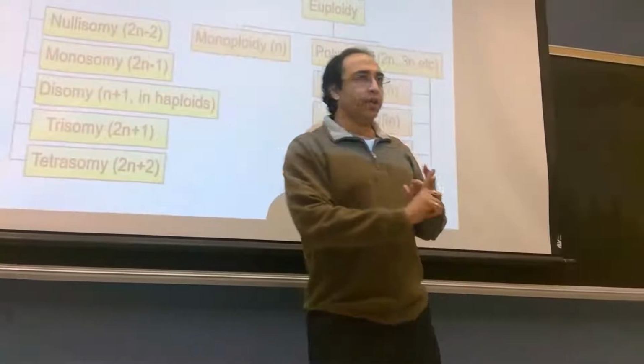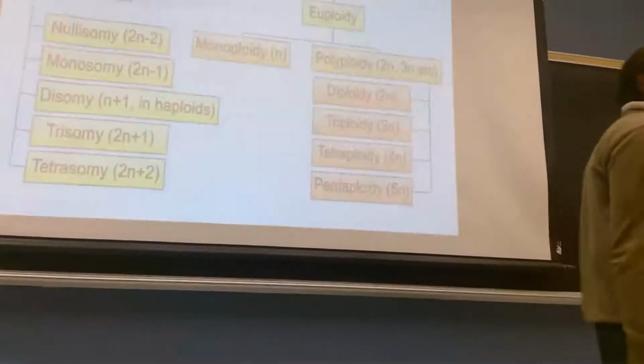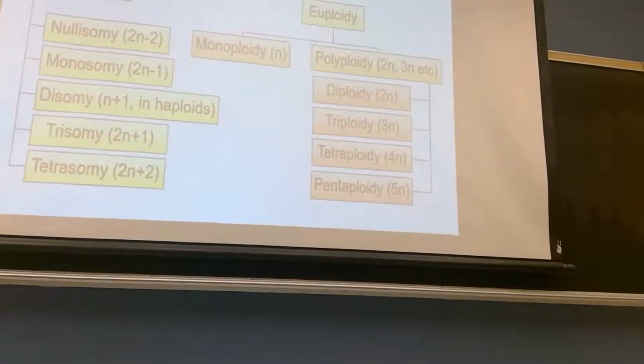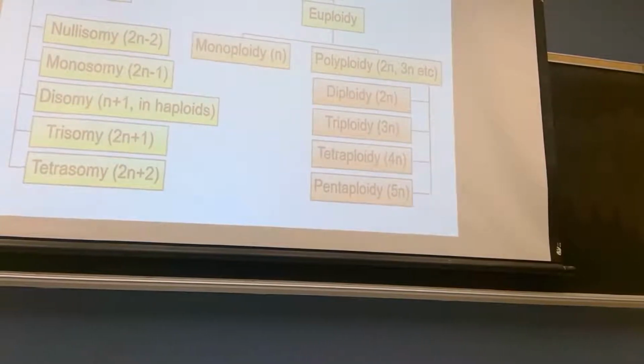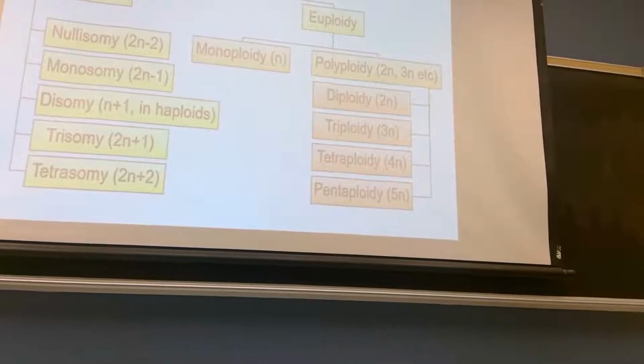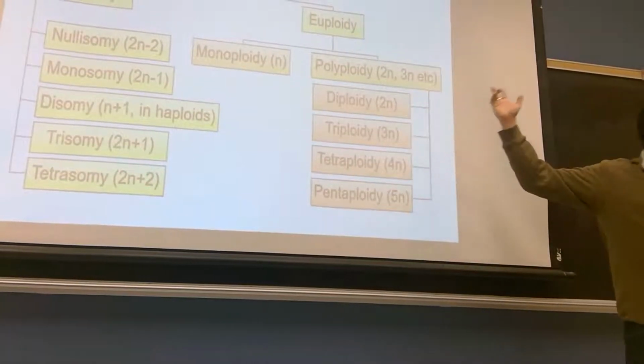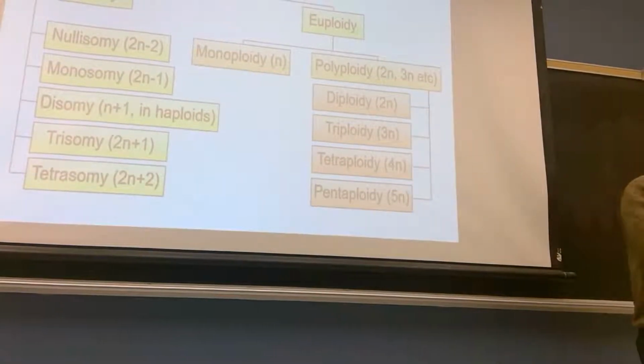Tetrasomy: 1 chromosome in 4 copies. We should have 2, that means 1 pair, but there are 4. So that is called tetrasomy. So only the change in number of 1 chromosome is called aneuploidy. But what is the difference with euploidy or polyploidy? It is the whole set of chromosomes.